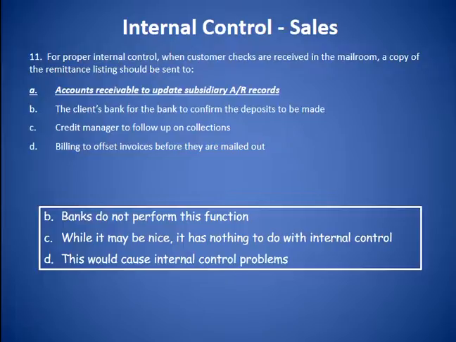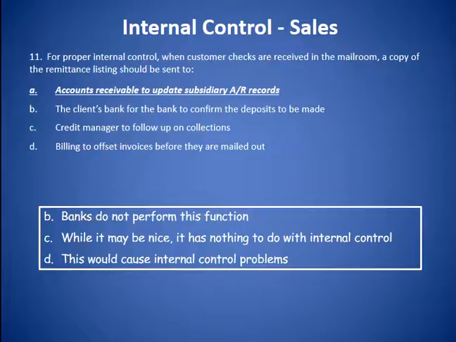B, it says the client's bank. Basically the remittance listing should be sent to the client's bank for the bank to confirm the deposits to be made. And basically, banks really don't perform that function. It's up to the client to do that.